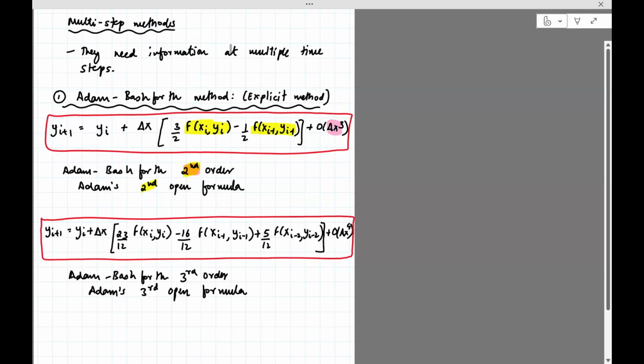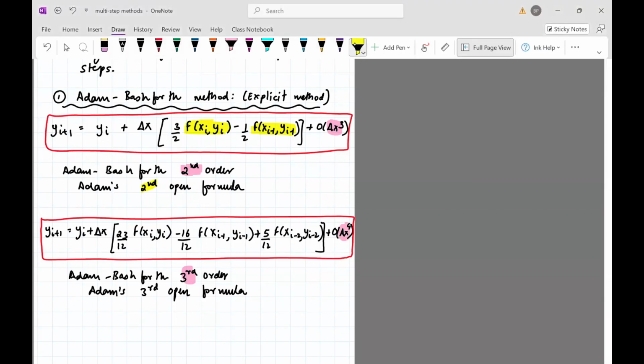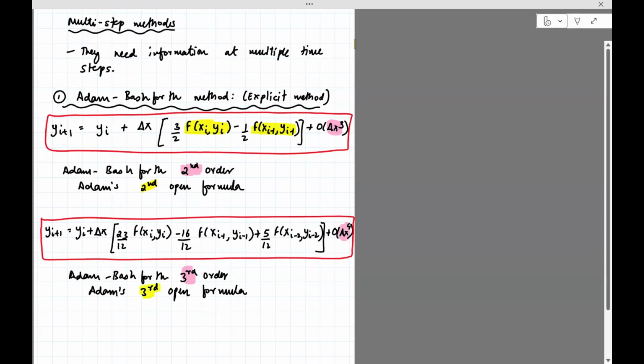Okay, so we've only seen methods which not only use the current time step. This one is known as the third order formula because the error here is delta x raised to 4, but then it's called third open formula because I believe it uses 1, 2, and 3 values. So it needs the value at the current step, xi, yi, the previous time, and the one before that.